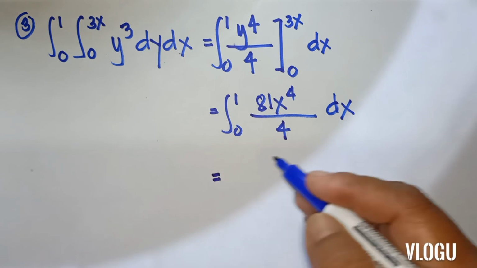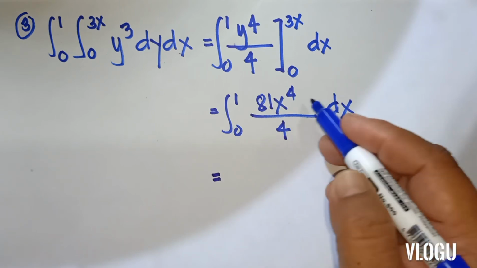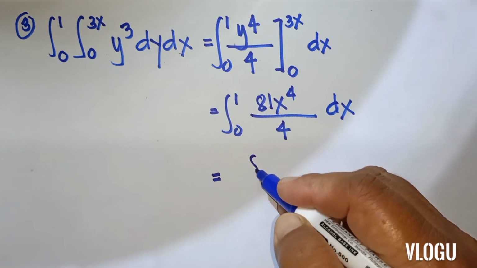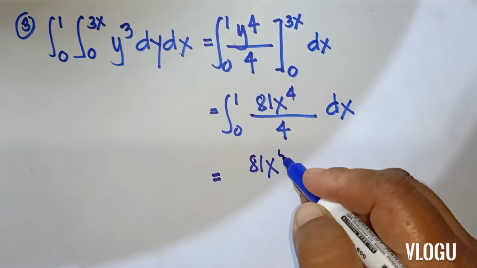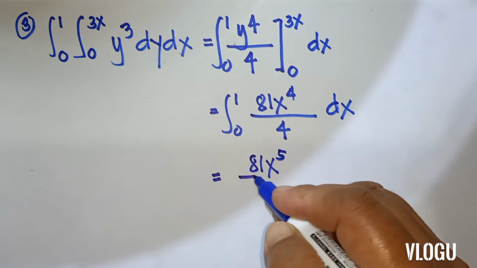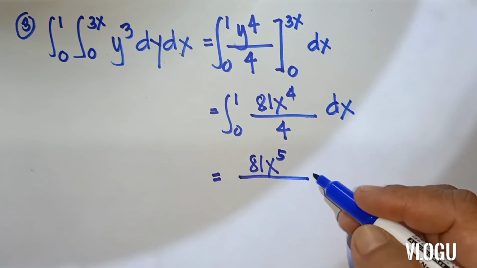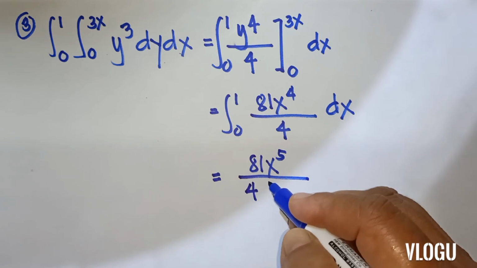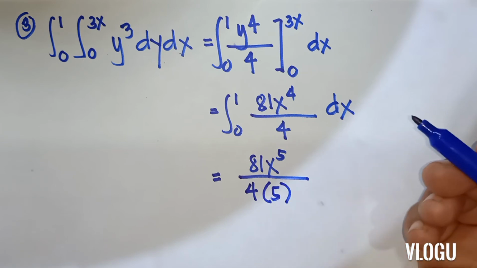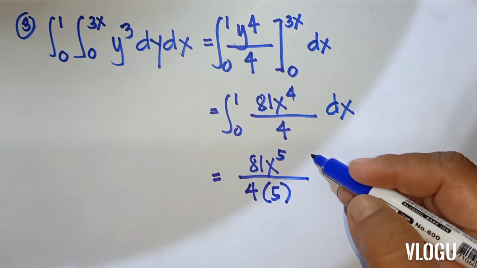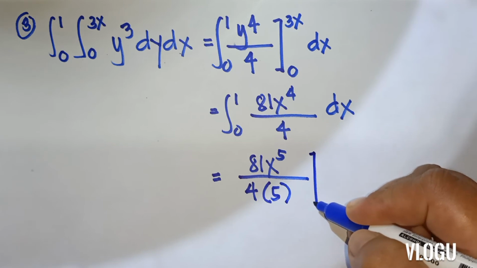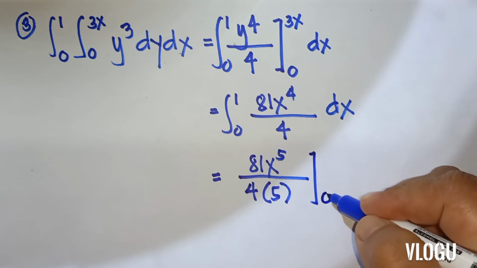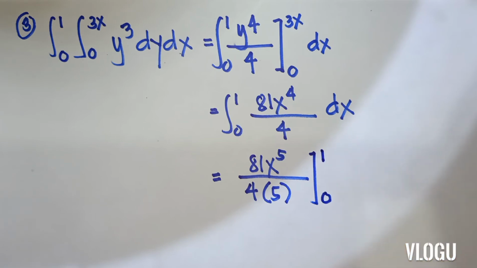So this time, evaluate 81x to the fourth with respect to dx. So we will have 81x to the 5 over 20, because you have 4 times 5, evaluated from 0 to 1.